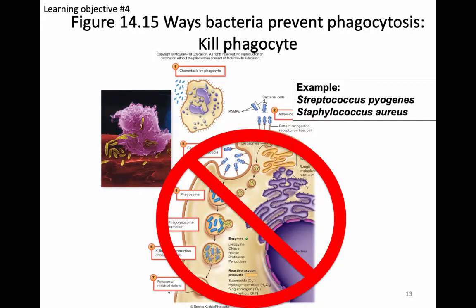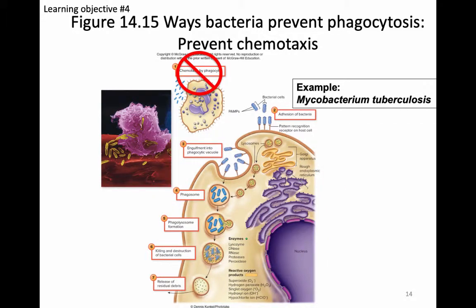There are several ways that bacteria have evolved to prevent phagocytosis. So one of them is to simply kill the phagocyte by releasing phagocyte-destroying molecules. So two microbes that do this are Streptococcus pyogenes and Staphylococcus aureus. Microbes have also evolved ways to prevent chemotaxis, so the phagocyte cannot locate the microbe.